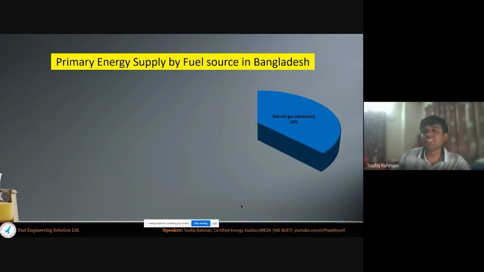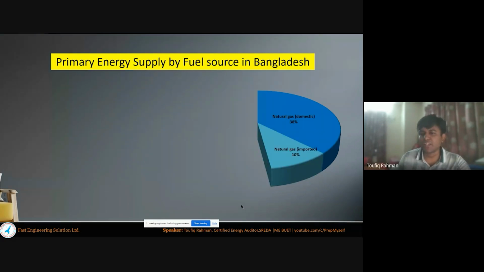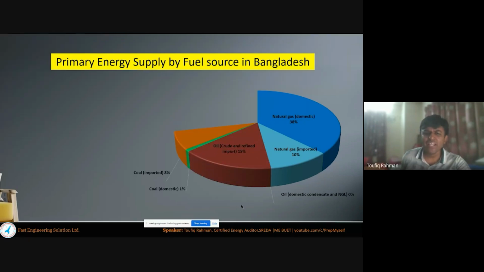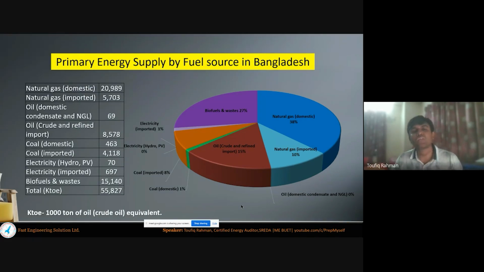In Bangladesh, we use 38% natural gas to meet our demand, and we import only 10% of it. We use 15% oil, and coal we use 89%, and electricity we have some percentage, but it is not showing here. Electricity we import 1%, as well as we have 27% biofuel. So these are the sources we use.